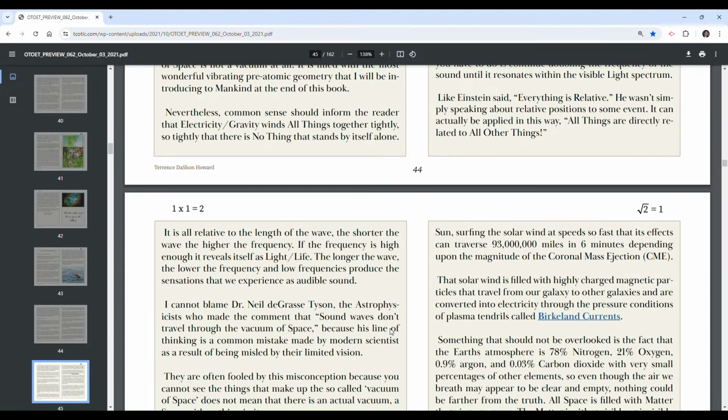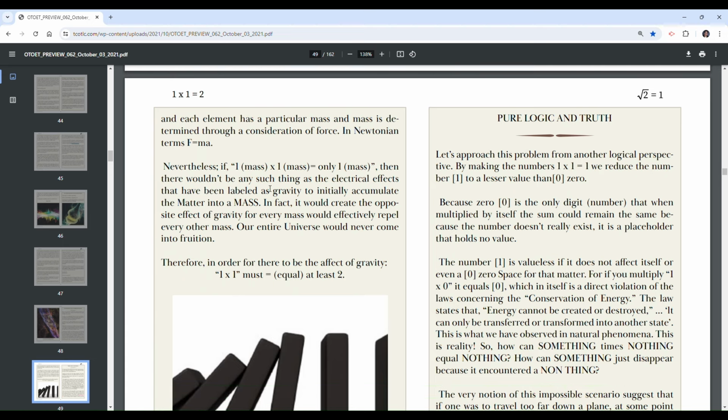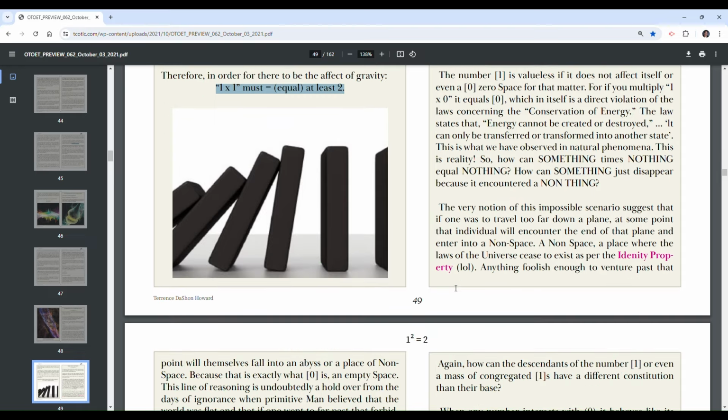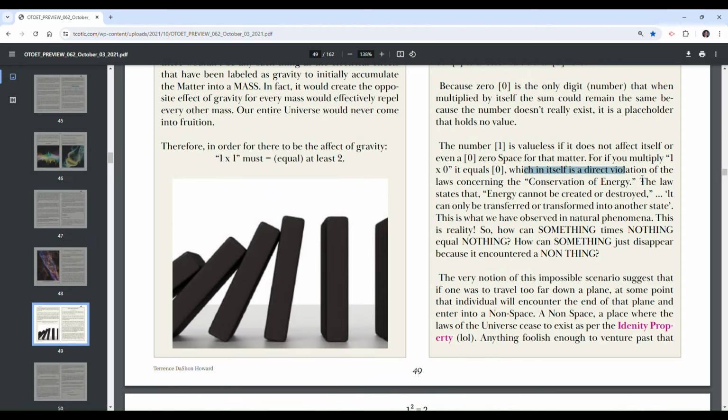Look at this, page 49. He's still on this. He's trying to make the same argument in this entire book. He never gets off of that. It's weird. He talks about conservation of energy again.